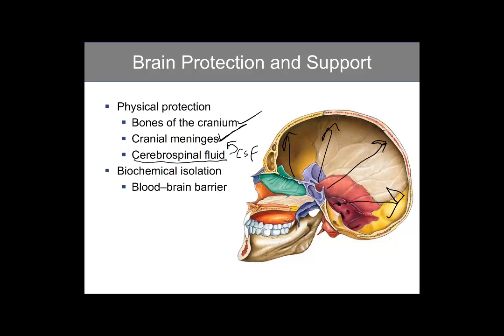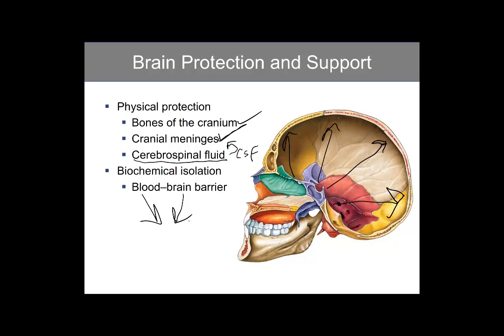In addition to the physical protection, we also have biological isolation. For the most part, blood and brain do not come into contact with one another. And the main reason is because blood fluctuates too frequently. If you consider blood sugar levels, after a meal it's not uncommon to have blood sugar levels shooting up hundreds of points. So the brain really can't handle that instability. So there is a blood-brain barrier that keeps the two separate.